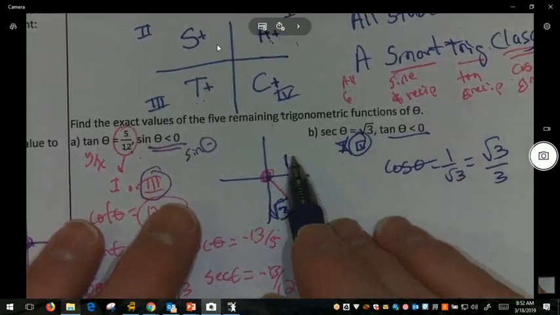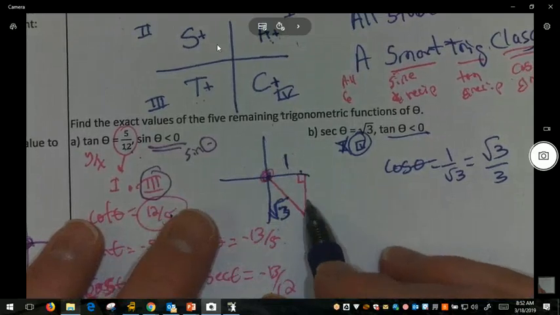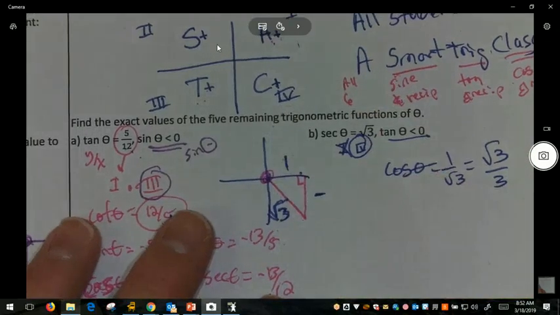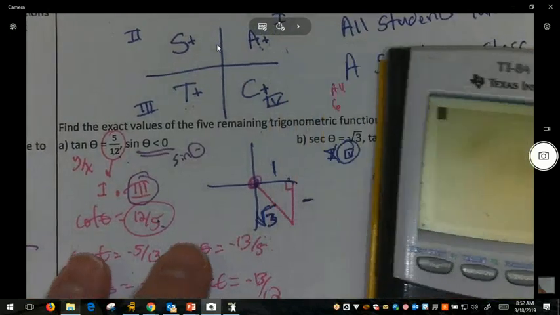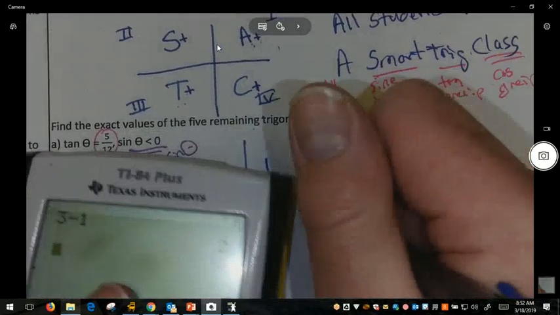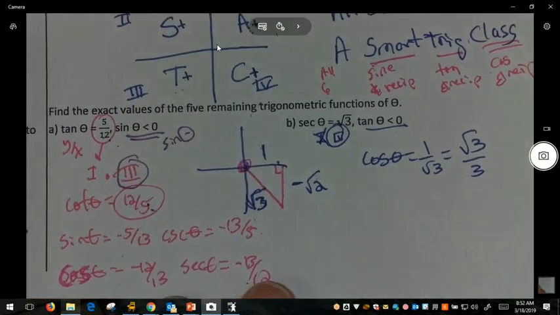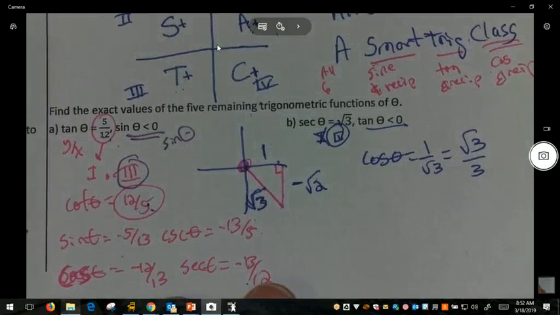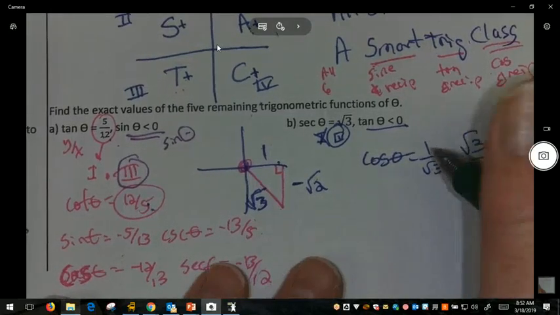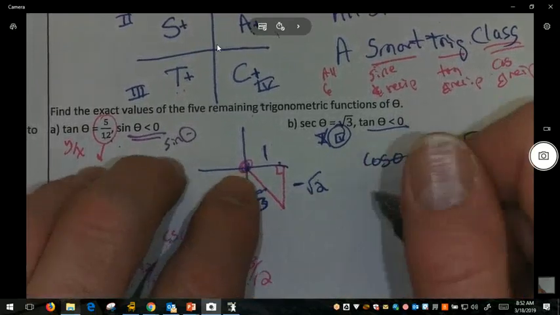Now, going right is positive, hypotenuse or radius is always positive. This is going down, so it should be negative, but we have to calculate it. So I have square root of 3 squared, which is 3, minus 1 squared, which is 1, which is 2, which means this is negative square root of 2. No, this is not a special right triangle, although the numbers looked like it might be at first. So we found cosine, we already had secant, now we have to find sine.